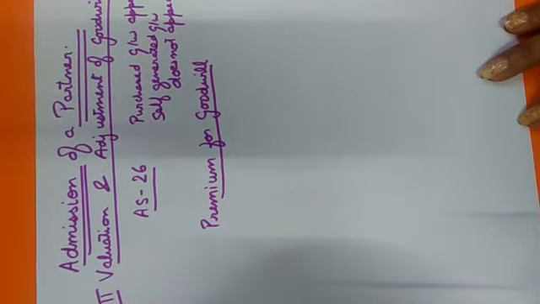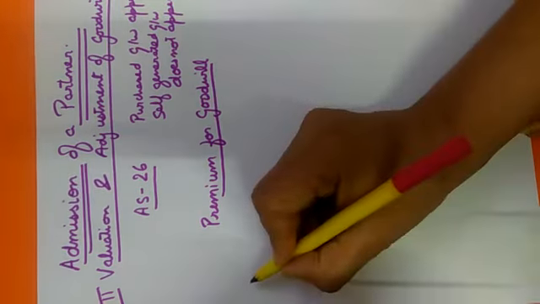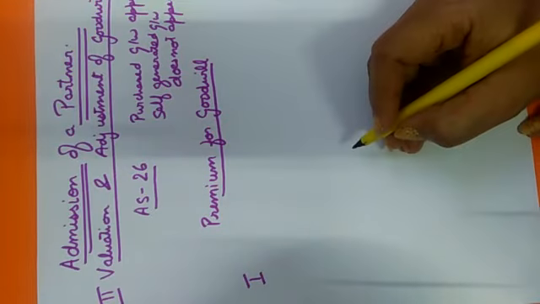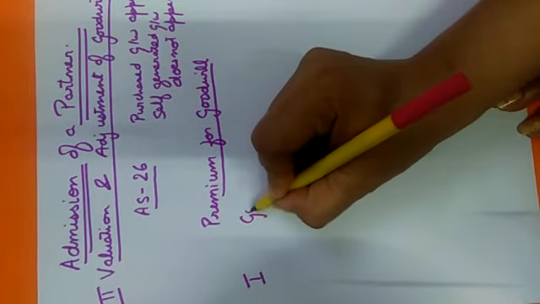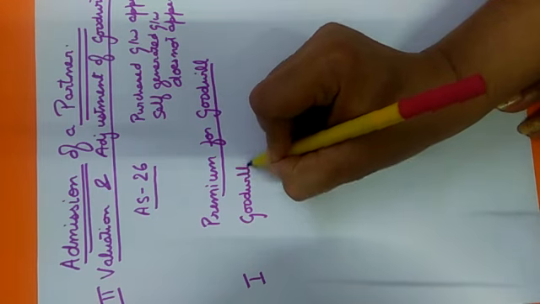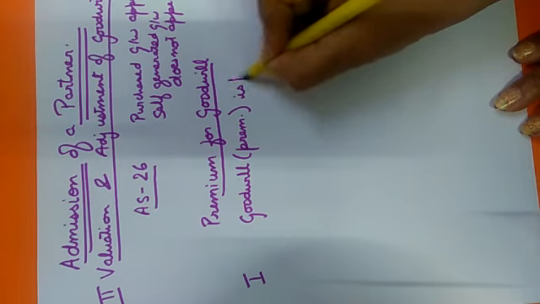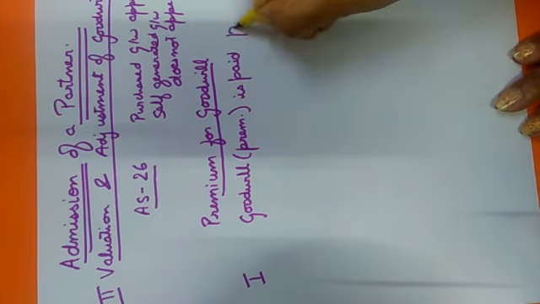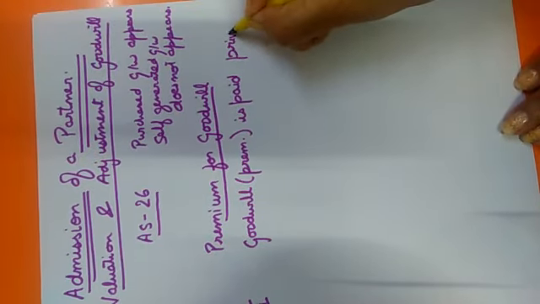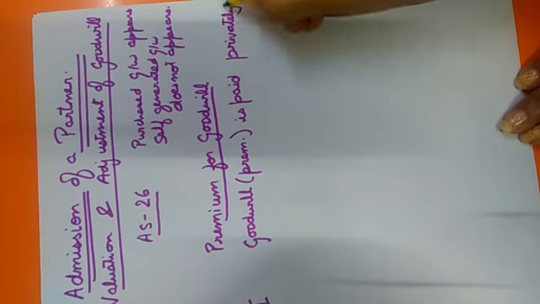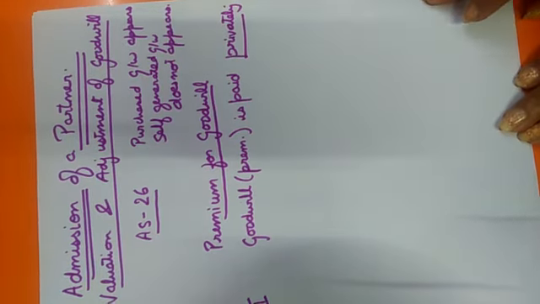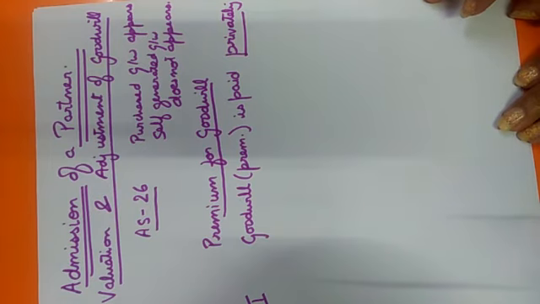There are various accounting treatments of goodwill at the time of admission according to the different situations. We will discuss all the situations one by one. Case 1, where goodwill, that is premium for goodwill, is paid privately. Paid privately means outside the business. The settlement took place outside the business.